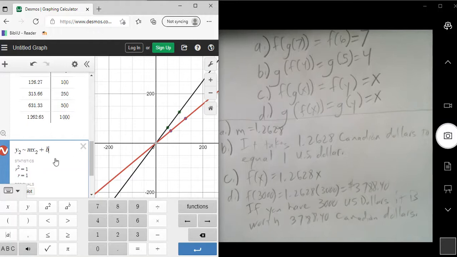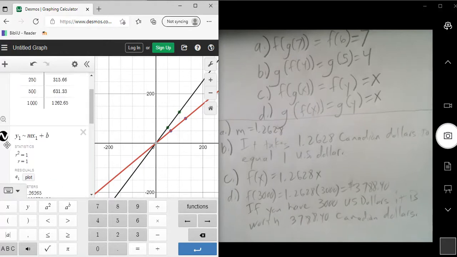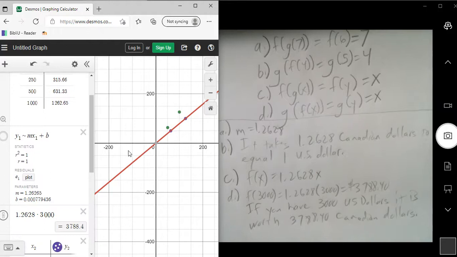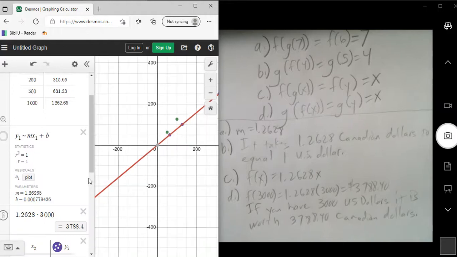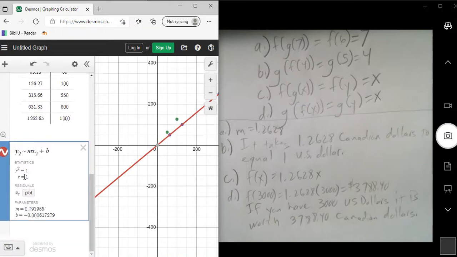Now remember, we only want to look at the line that we have here, which is this red one. So we could turn off this black line by clicking on it, and now the black line is gone. So now we can see that this is a straight line, or you can look at the correlation coefficient, it's a +1. So we know that that is linear.